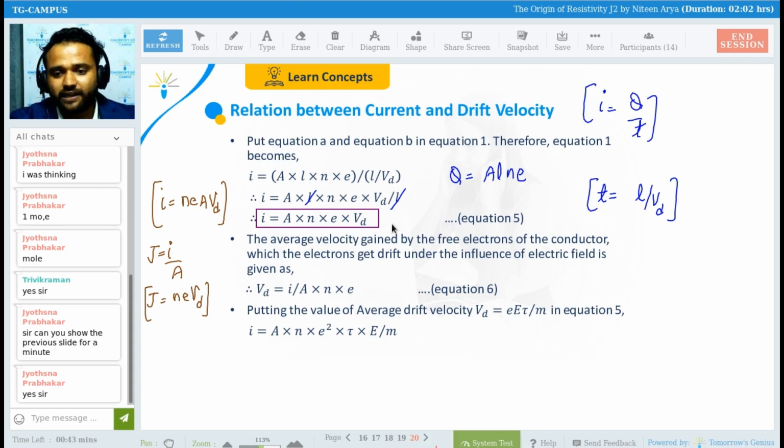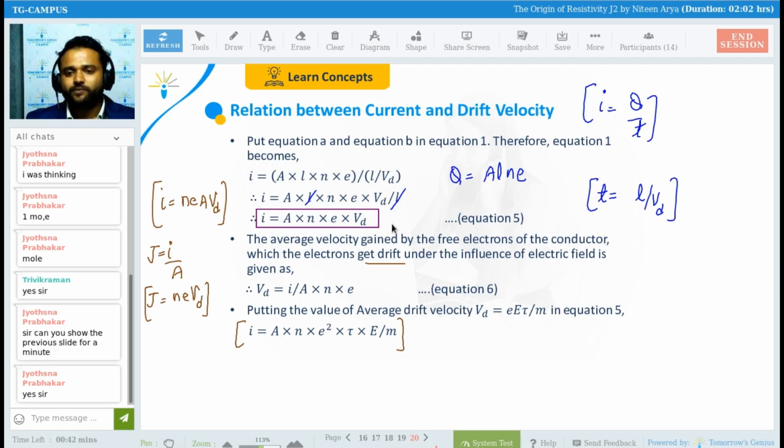The average velocity gained by the free electrons of the conductor, which drift under the influence of electric field, is given as drift velocity Vd equals I divided by NEA, where I divided by A is J. So you can get this, and putting the value of Vd, which is E tau by M, in equation number 5, you can get the I from here also. There are so many relations with I, with J, with Vd. You need to just focus on the simple things.